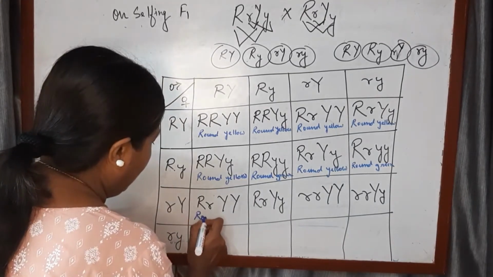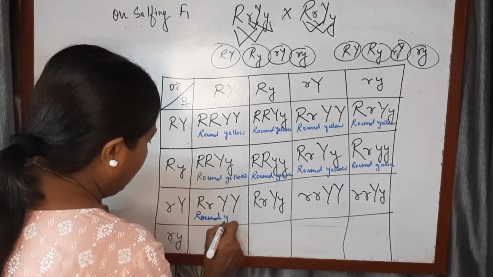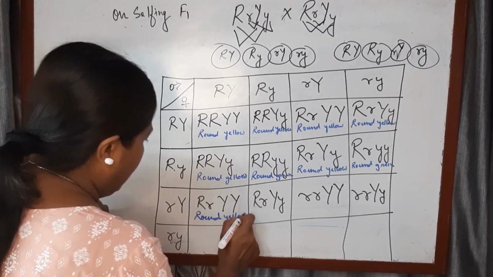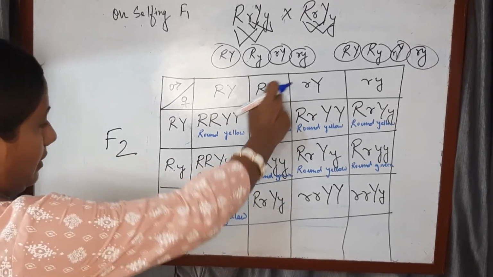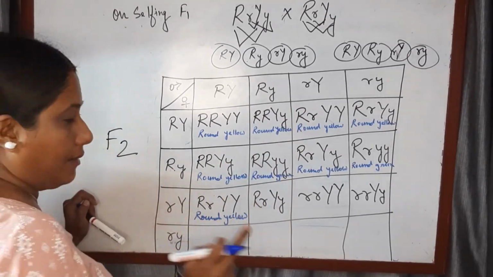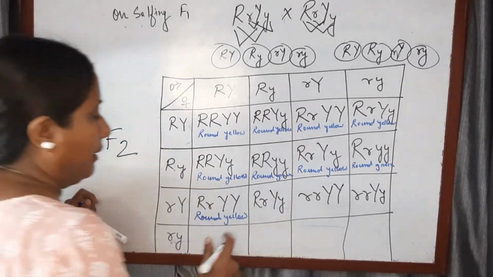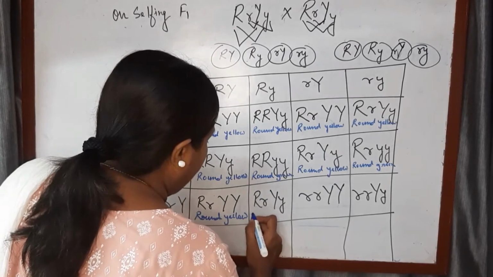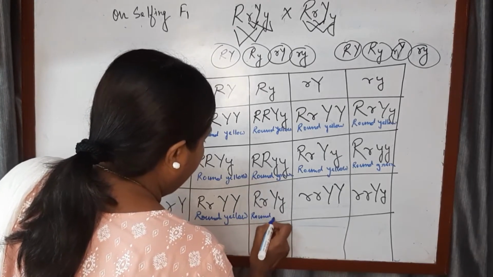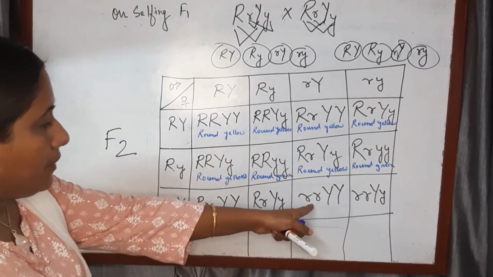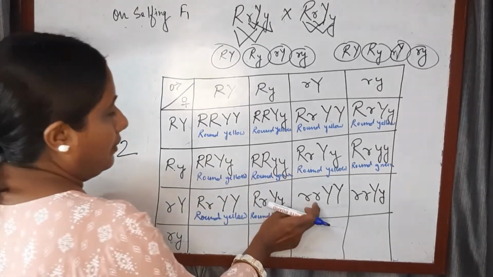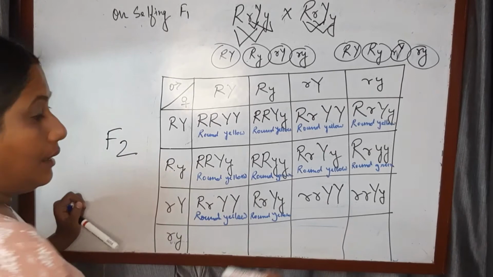So round yellow, right? This is, what is this? Capital or smaller? Heterozygous round. Heterozygous yellow, because both are heterozygous, round yellow. You can count by now how many you are getting. This is another new combination, wrinkle yellow.